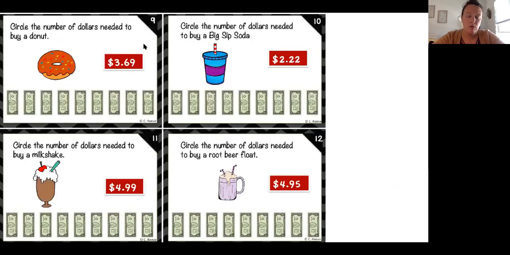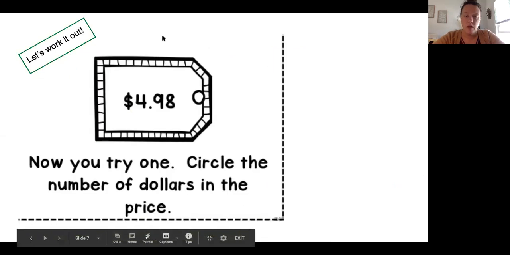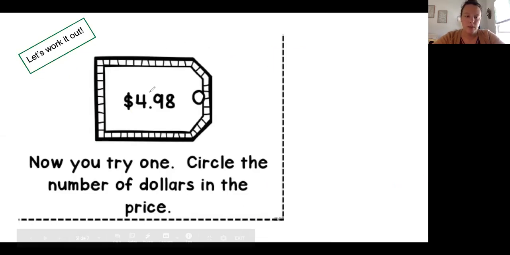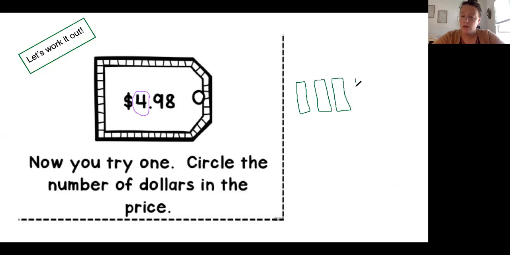So we know we have, whoops, I thought that I had my drawing, but maybe I didn't. All right, there we go. So we know that there's $4 in our price, okay? So let's draw out our $4. There's $1, $2, $3, $4. Now, do you remember how many we add to cover this right here, to cover our 98 cents?